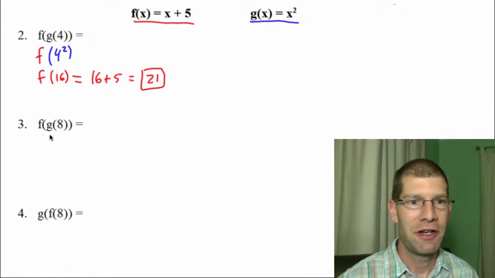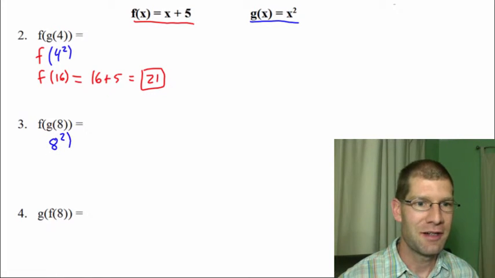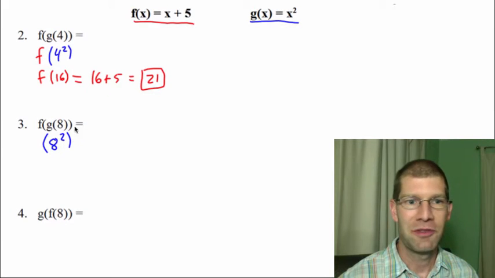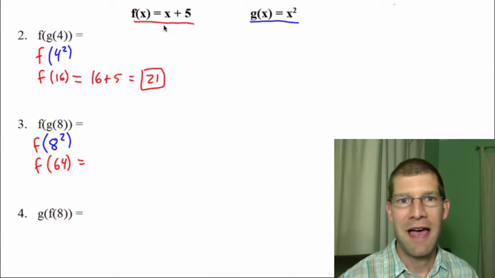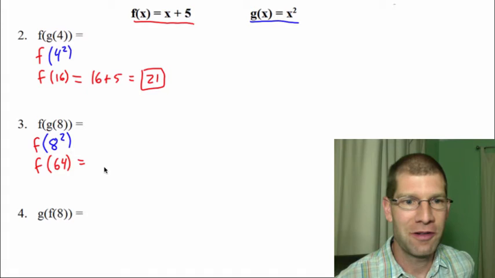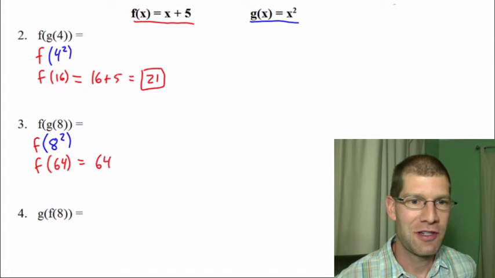And jump down here to this f of g of 8. So we start out with the g function again. So that becomes, you look up here, we put 8 in for x, so that's how I get my 8 squared. And then 8 squared is 64, so I have f of 64. Which then I jump up to my f function, because it's f of 64. Replace the x with 64, gives me 64 plus 5 for a total of 69.